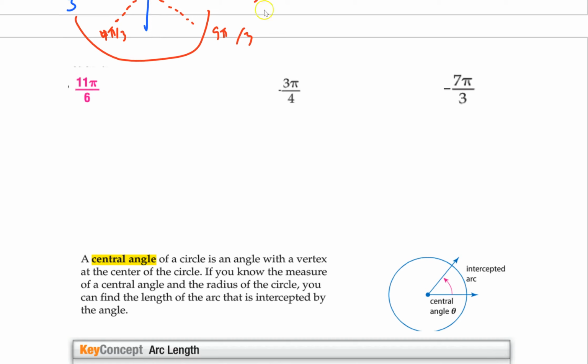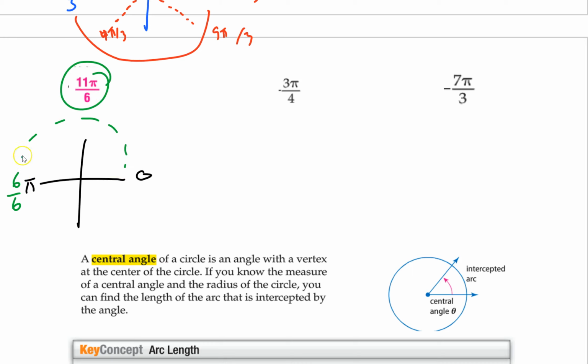So let's try these to make sure we know how to do this. So this first one here, 11 pi over 6. Here's 0, here's pi. 11 pi over 6, well, I'm going to make this 6 over 6, common denominator. That makes this would have been 5, this would have been 7. I got to get up all the way to 11. So this is 6 over 6. If I go around in a full circle again, that's 6 over 6 plus 6 over 6, which is 12 pi over 6. In this case, it's 12 over 6.